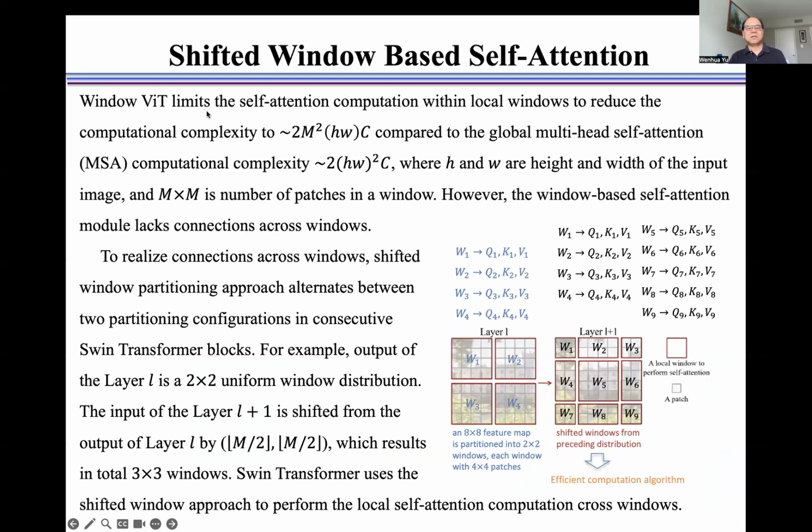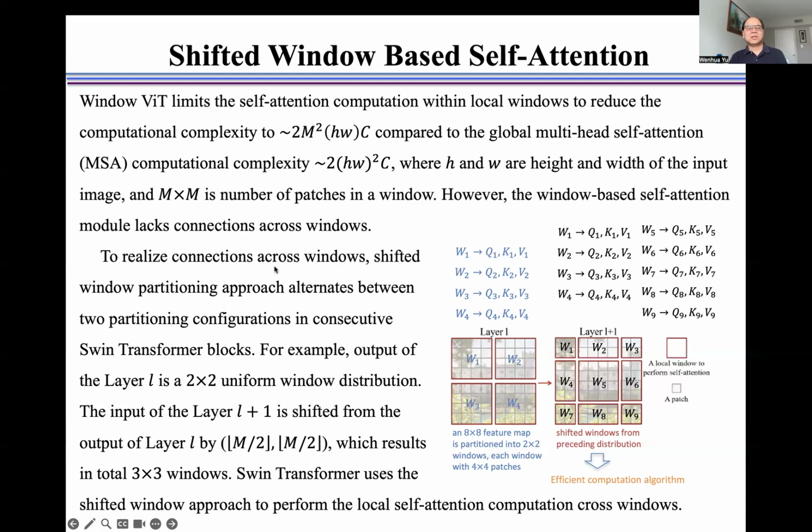Window ViT limits the self-attention computation within local windows to reduce the computational complexity compared to the global multi-head self-attention computational complexity, where H and W are the height and width of the input image, and M by M is the number of patches in a window. However, the window-based self-attention module lacks connection across windows, as shown here, because we define one group of Q, key, and V for each window.